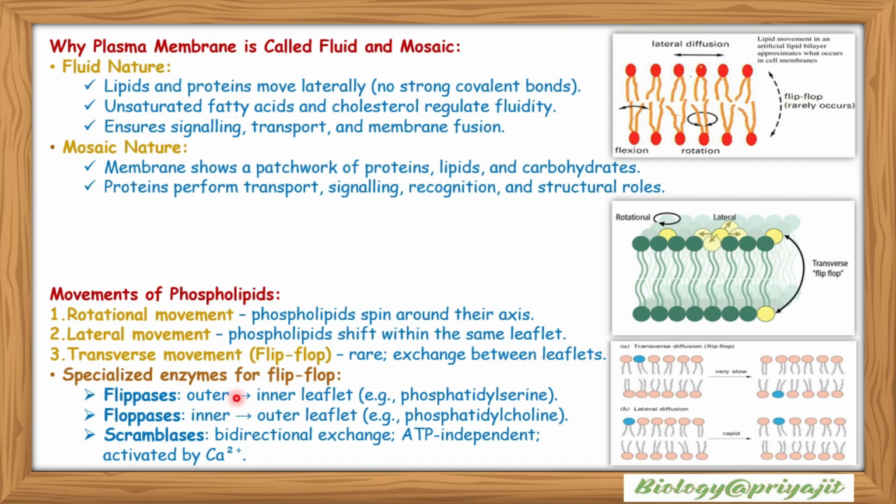Specialized enzymes for flip-flop. Flippase is located in the outer cell membrane and moves lipids into the inner leaflet. The example is phosphatidylserine. Floppase is usually present in the inner leaflet but moves lipids into the outer leaflet. The example is phosphatidylcholine. And scramblases are responsible for bidirectional exchange. It is an ATP-independent process and is activated by calcium 2+ ions.